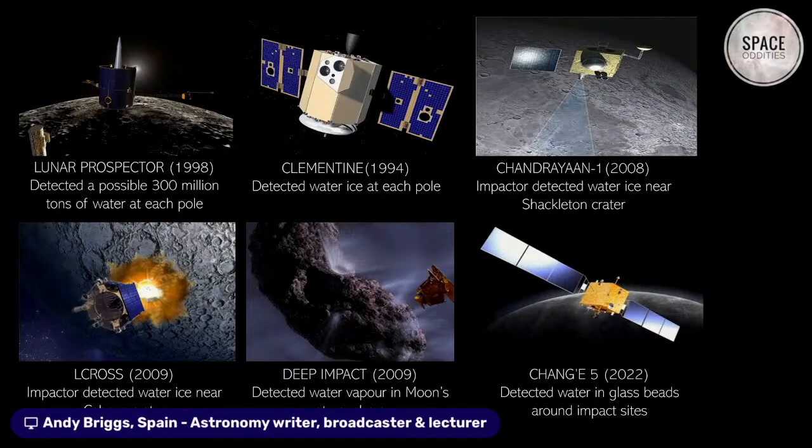And Chang'e 5, you may remember, I think I reported on this a couple of weeks ago, found that around impact sites on the moon, around craters, in other words, there were all these glass beads lying about on the surface that were full of water. So there may be a huge amount of water locked up in those glass beads around craters just on the surface of the moon. So these were all momentous discoveries.